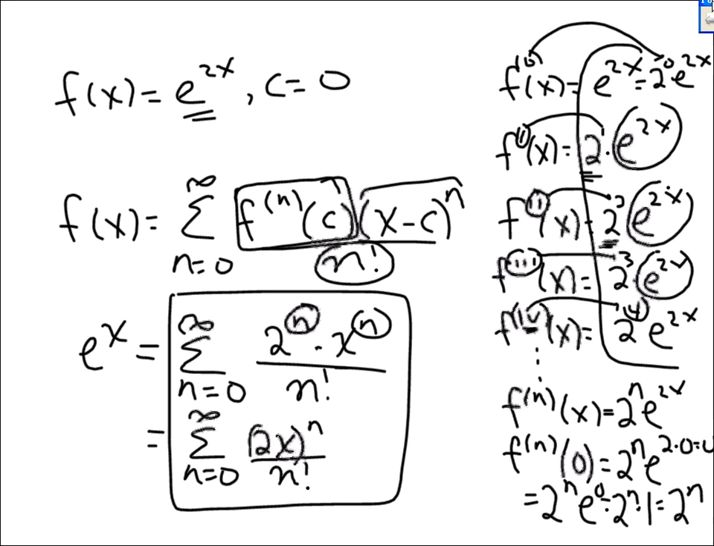So I wrote a Taylor series centered at 0, which means it's a Maclaurin series centered at 0, and here it is. That's another way of writing e to the 2x. The big thing is to find the nth derivative of f at c. Okay, let's try another one.